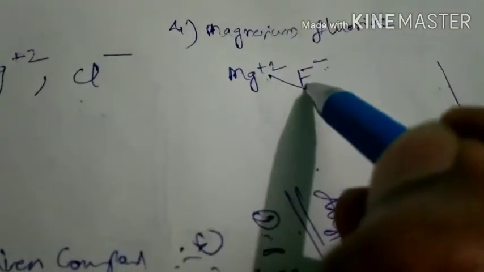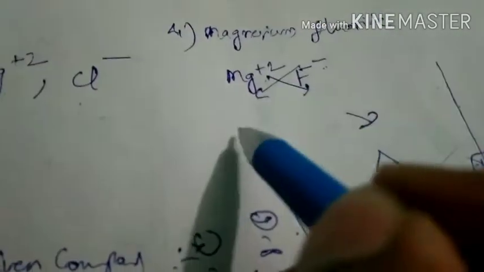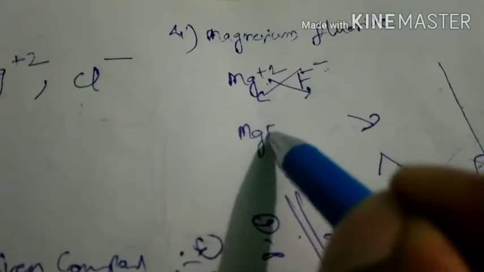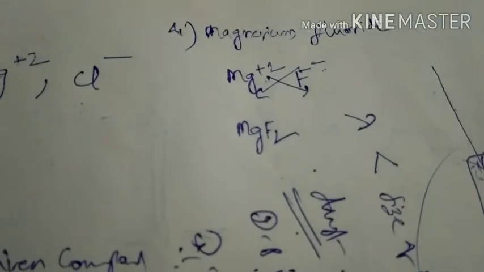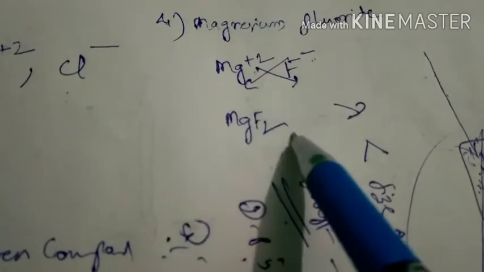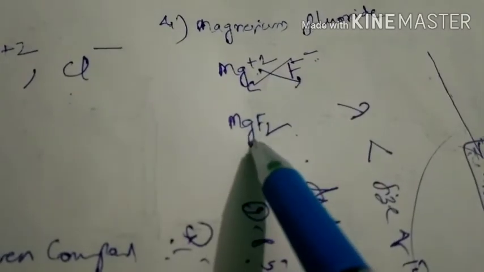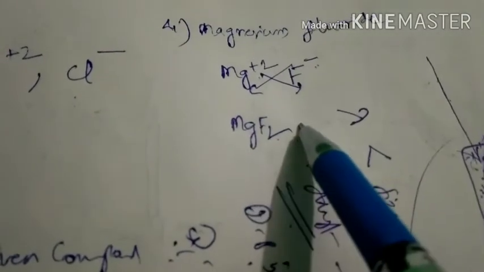That means this 2 comes here, and this 1 comes here. That means MgF2. So this is the way. While writing the formula, we should not mention positive and negative charges.